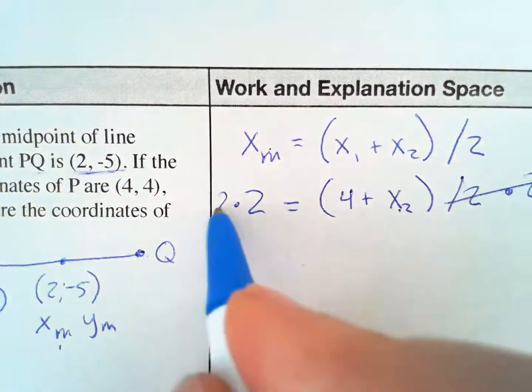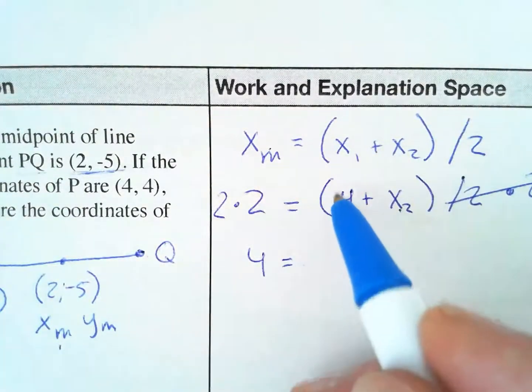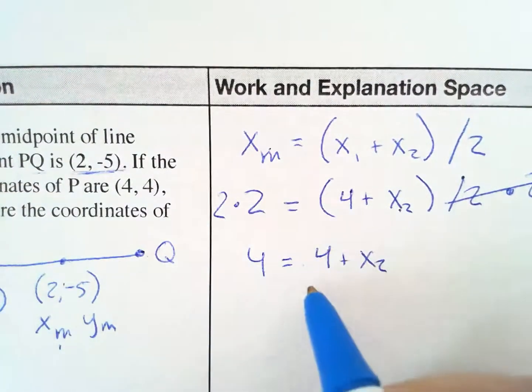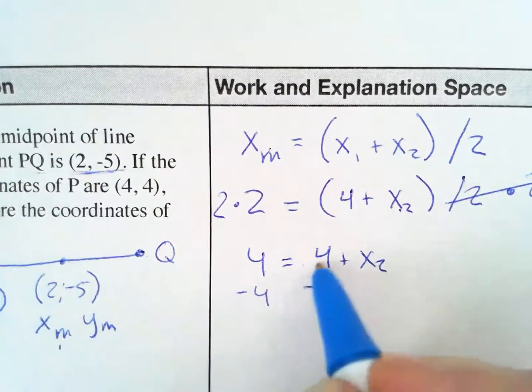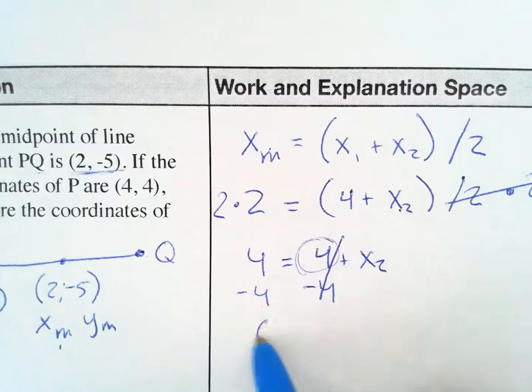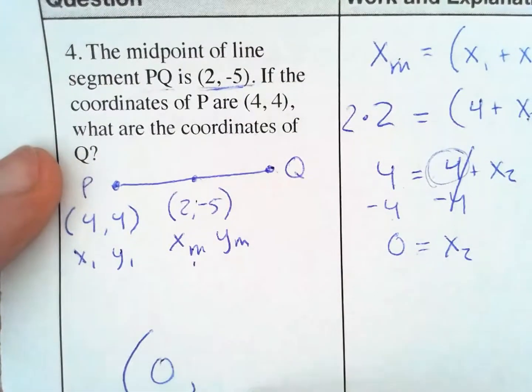This cancels out, and I'm left with 2 times 2 is 4. I don't have anything left here, so I don't need to carry down the parentheses. I can just say 4 plus x2. And then I just need to subtract 4 on both sides since this was a positive 4. So to get rid of it, I need to subtract. 4 minus 4 would be 0, and I'm left with x2 is 0. So I have my first point, (0, something).